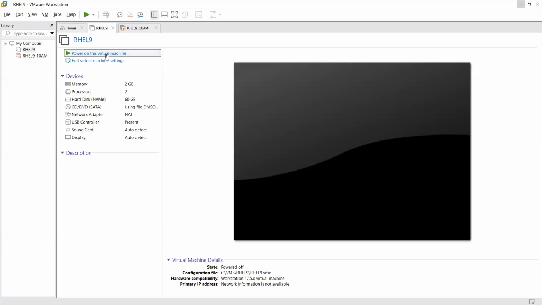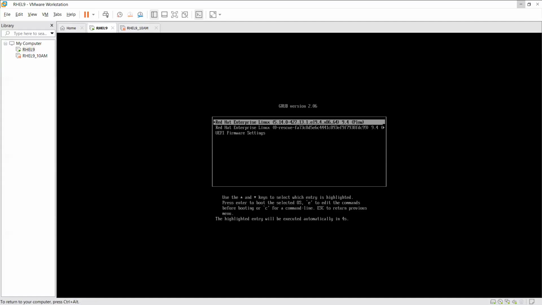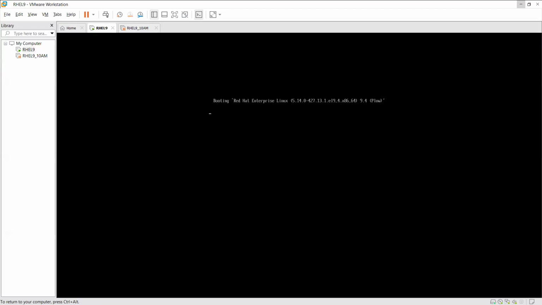Now, if I power it on, see that first it will load all the BIOS level. Then it will load your GRUB. That's why here, see, GRUB, it's loaded.